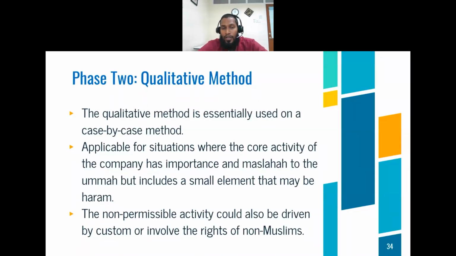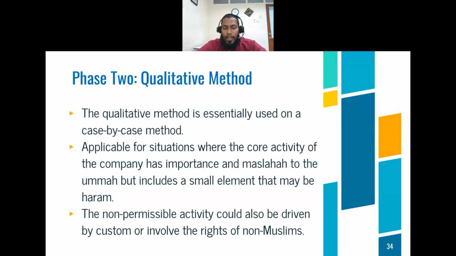And then after the company has passed all these quantitative criteria, there will again be a qualitative assessment. This qualitative assessment is on a case by case basis, where they will look into the image of the company, the maslaha, whether the company brings benefit to the ummah, and they will look into the non-permissible activity, whether it is due to darura factor or some other kind.